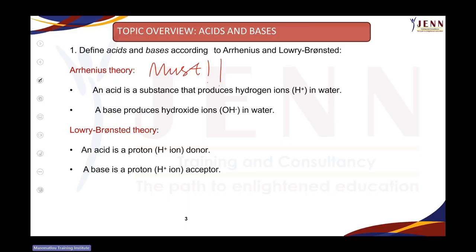We must know how to define an acid and base according to Lowry-Bronsted theory and Arrhenius theory. There is a trick. For Lowry, just know that they are talking about proton donation. That's what they are based on. Arrhenius is based on hydroxide ions and hydronium ions. Lowry is talking about proton donation.